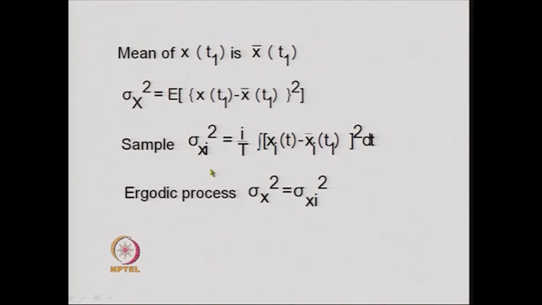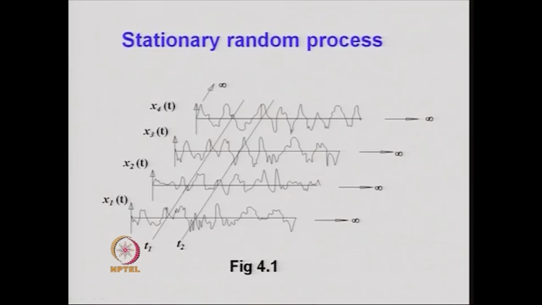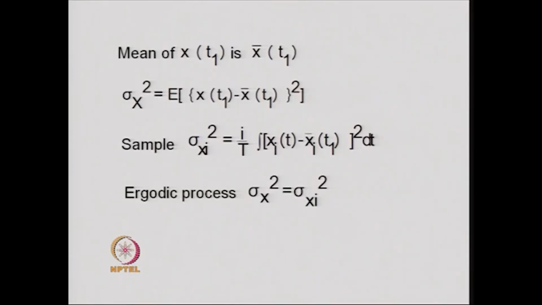In an ergodic process, we find that sigma xs square, that is the ensemble variance, is equal to the variance of any sample time history. That means, if I take any sample time history from this ensemble, it will also give the same variance across time. If you have such an ideal process, then that process is called an ergodic process.